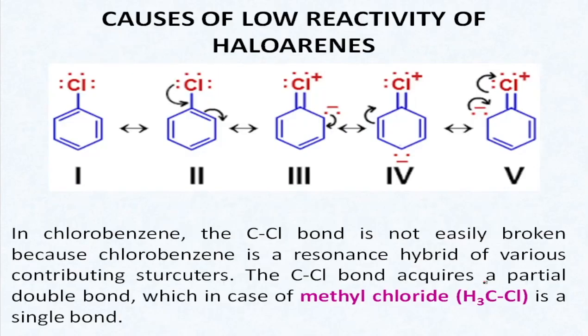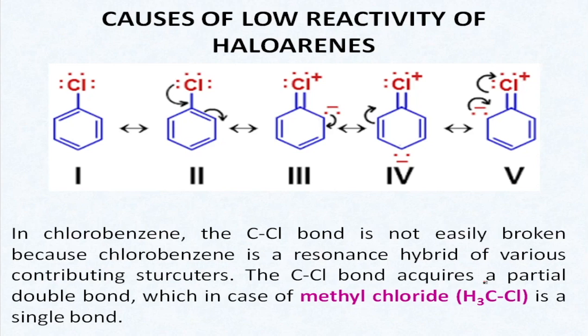Causes of low reactivity of haloarenes. In chlorobenzene, the C-Cl bond is not easily broken because chlorobenzene is a resonance hybrid of various contributing structures. The C-Cl bond acquires a partial double bond character, which in the case of methyl chloride is a single bond.